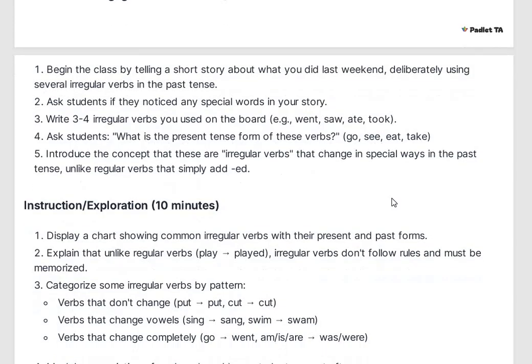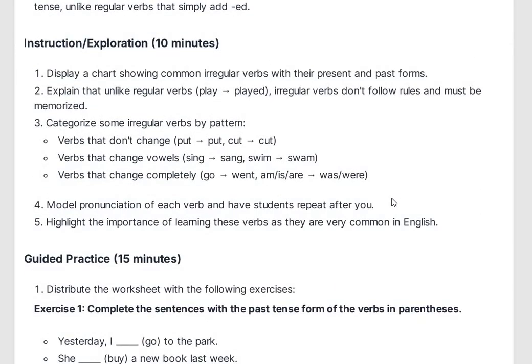Instruction 10 minutes. Display a chart showing common irregular verbs with their present and past forms. Explain that unlike regular verbs, play, played, irregular verbs don't follow rules and must be memorized. Categorize some irregular verbs by pattern.